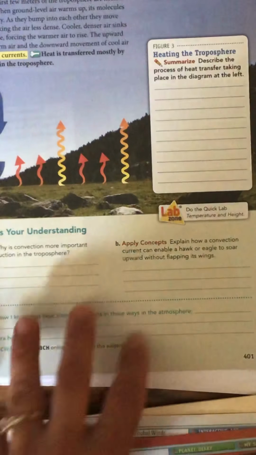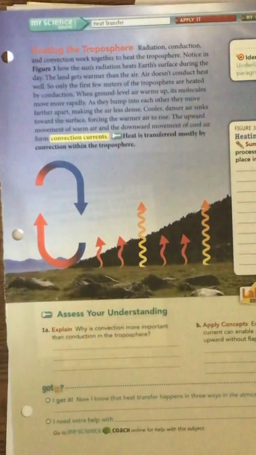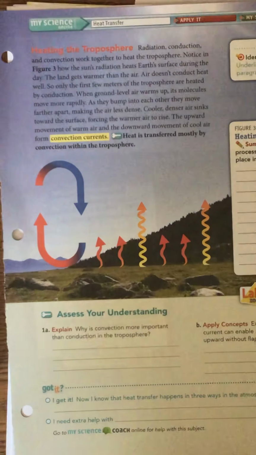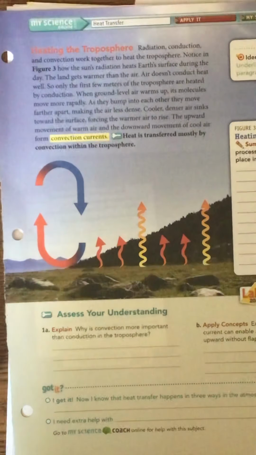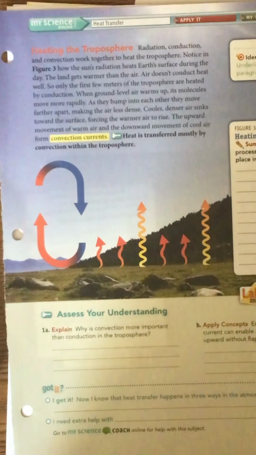We are now on page 401, which is this little bitty part here, and then the chapter is done. So, heating the troposphere, that's where we live. Radiation, conduction, and convection work together to heat the troposphere. Notice in figure 3 how the sun's radiation heats Earth's surface during the day, and the land gets warmer than the air. Air doesn't conduct heat well, so only the first few meters of the troposphere are heated by conduction.